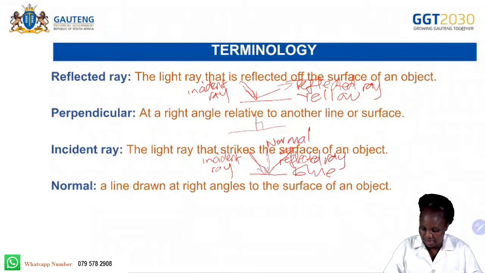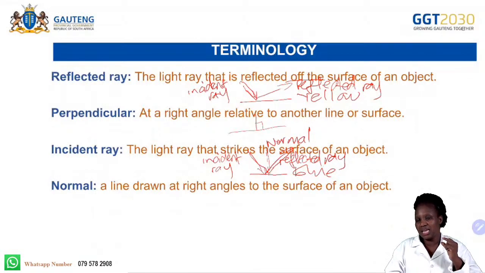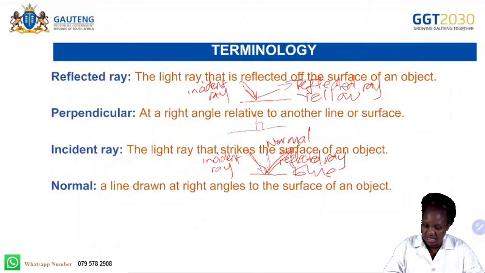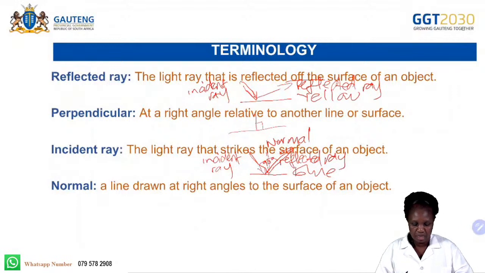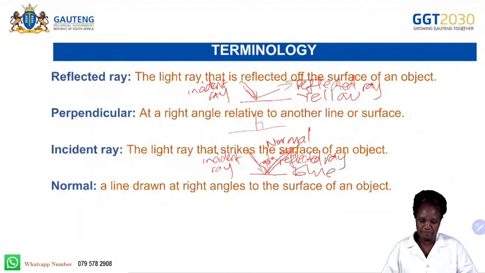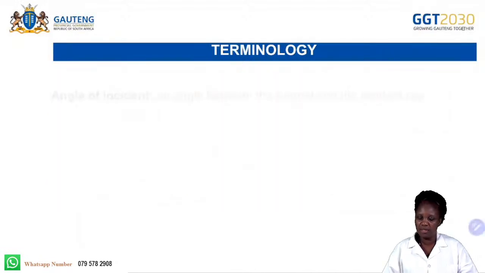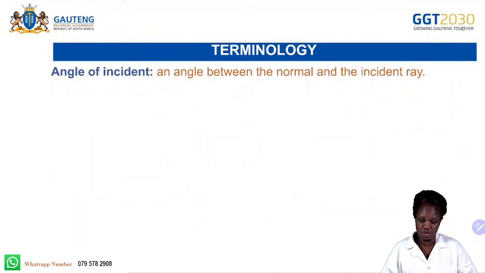Then incident ray, then reflected ray. All right. Then the angle from the incident ray to the normal and from the normal to the reflected ray, it should be 90 degrees. Okay. And then let's move on with our terminology.